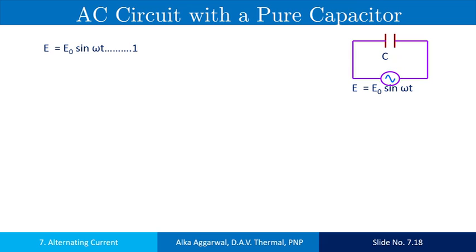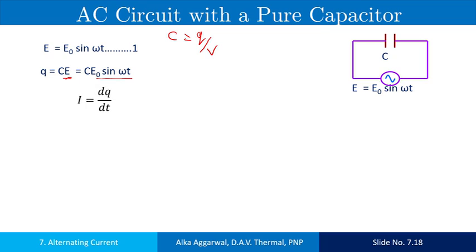Then the voltage across the capacitor is given as Q upon C. We know the relation that C is equal to Q upon V. So V is equal to Q upon C, or Q is equal to C into V. Replace the E by E naught sine omega t.